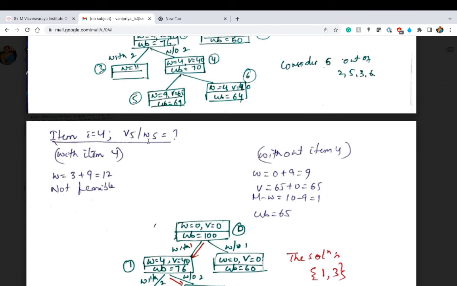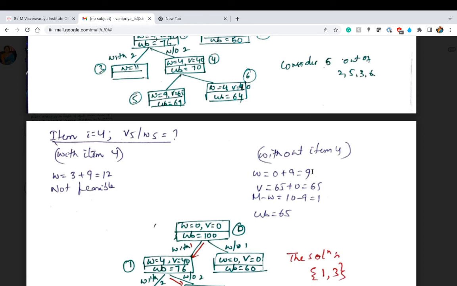But V5 by W5, it is nothing, right? So just leave it. Next, with including the item, what will happen here? The weight so far will be 9, plus the next item, the fourth item's weight is 3, so it is 12. So it is not feasible because it is more than 10. What is 10 there? The capacity of the knapsack. So it is not feasible.